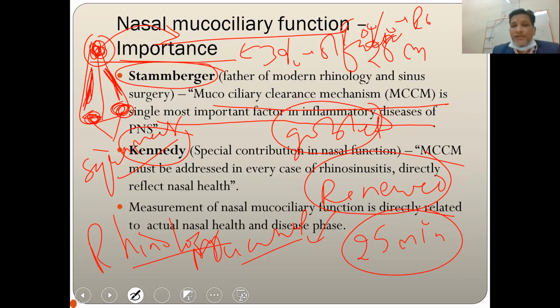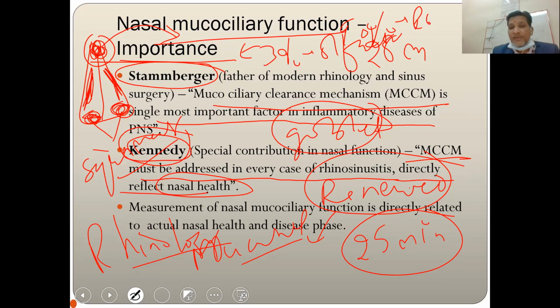Kennedy has said that the mucociliary clearance mechanism must be addressed in every case of rhinosinusitis, and it directly reflects nasal health. So much is the importance of the mucociliary clearance mechanism.